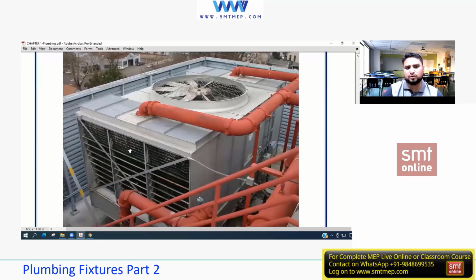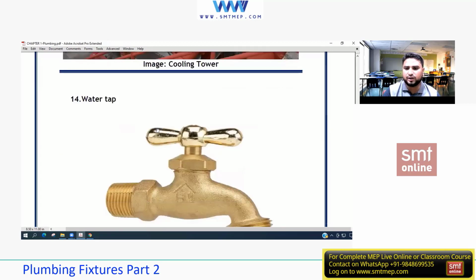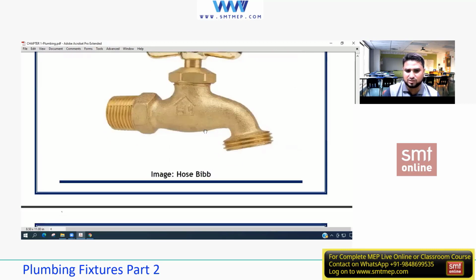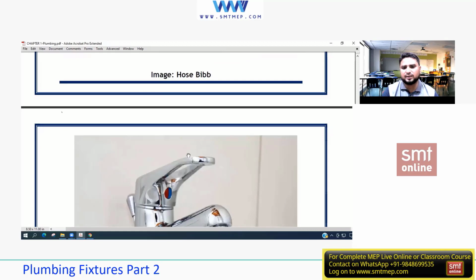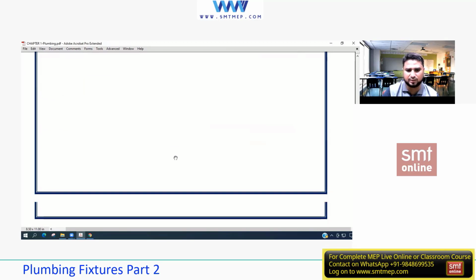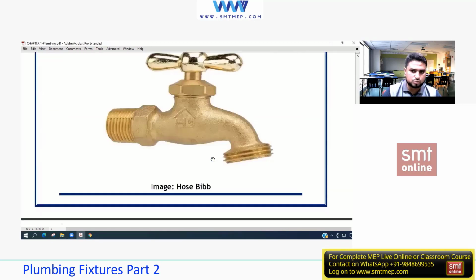Next, let's move on to the water tap. First of all, what is a water tap? Under water taps we have two or three categories. First is the hose whip. Then this is a faucet, you can see, and third is a tap, I think. So let's see what a tap, a hose whip, and a faucet are.